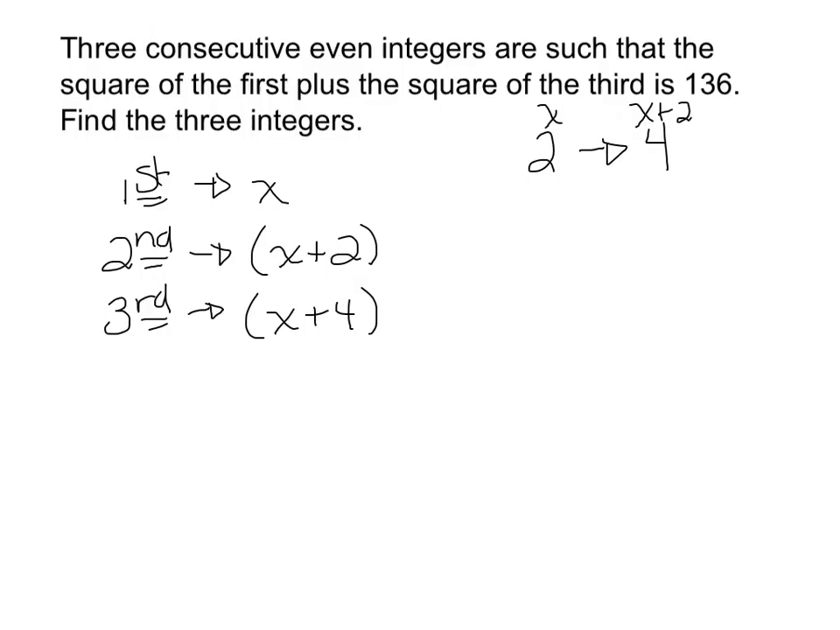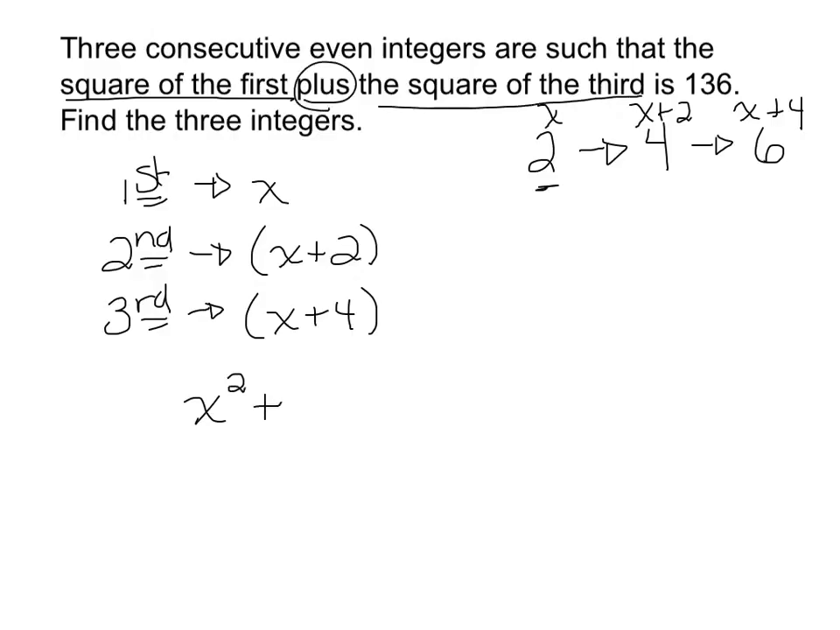Because think of this, what would the next even integer be? It would be 6. Well, you would have to take the first integer and you would have to add 4 to get to that third. Now that we have the first, second, and third integers represented in variables, let's see how we can work this problem. It says that the square of the first, so we're going to take the first and we're going to square it, plus the square of the third.